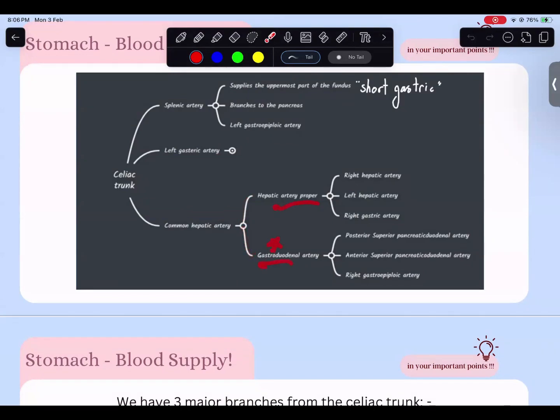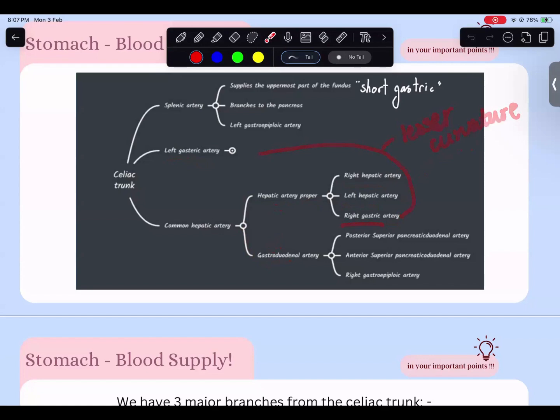For the hepatic artery proper, there are going to be three major divisions as well. There's the right hepatic artery and the left hepatic artery, which go to the liver. And it's going to give us the right gastric artery. So we already got the left gastric artery, and now we have the right gastric artery. These are both going to supply the lesser curvature of the stomach.